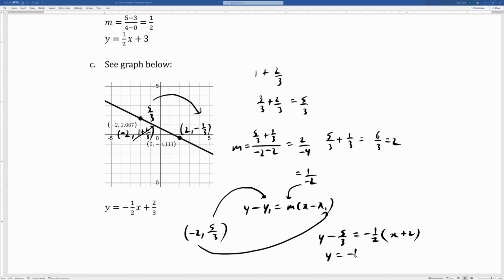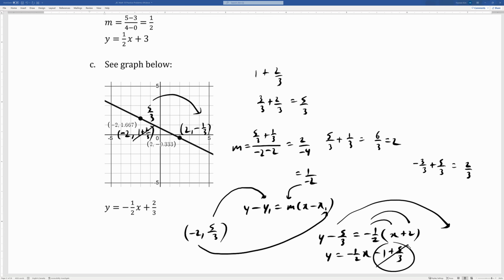y equals negative 1/2 x. We're multiplying this times this, which becomes negative 1. And we're going to throw this negative 5/3 over, which becomes plus 5/3. Now let's focus on this part here. Negative 1 is the same thing as negative 3 over 3, plus 5/3 is 2/3. So here's our final answer. For this line equation, we could use point-slope form, it is y equals negative 1/2 x plus 2/3.